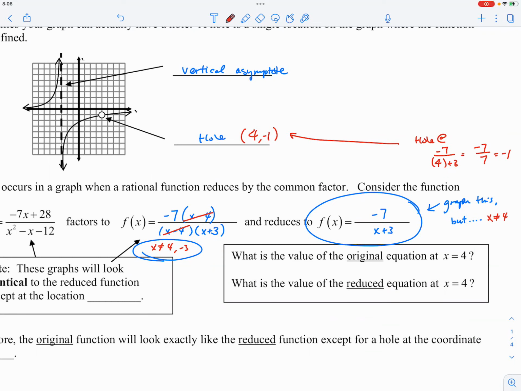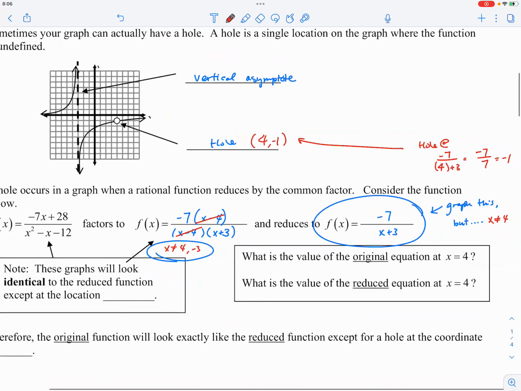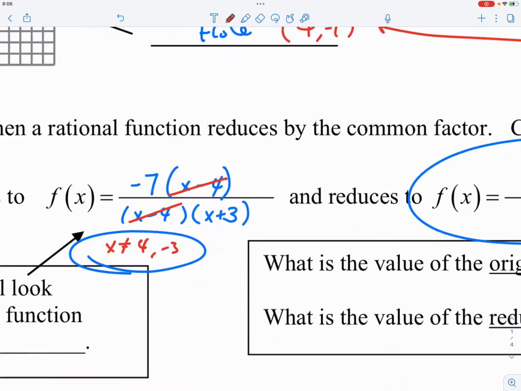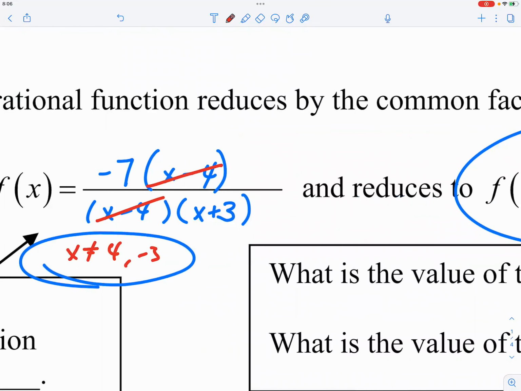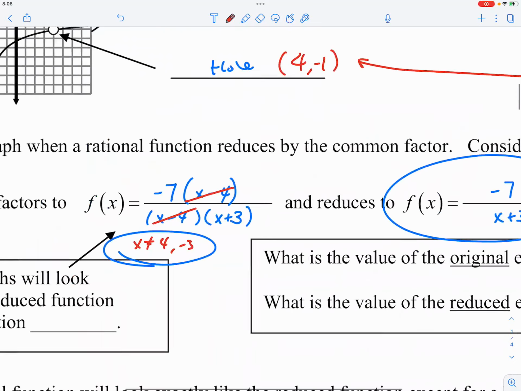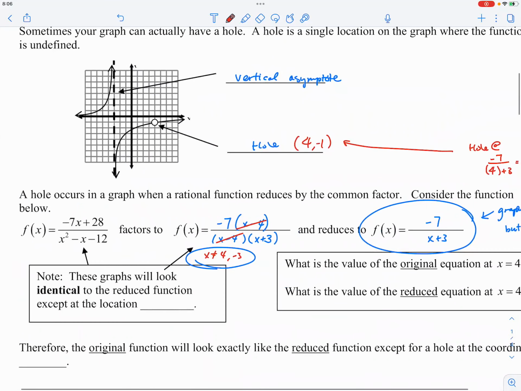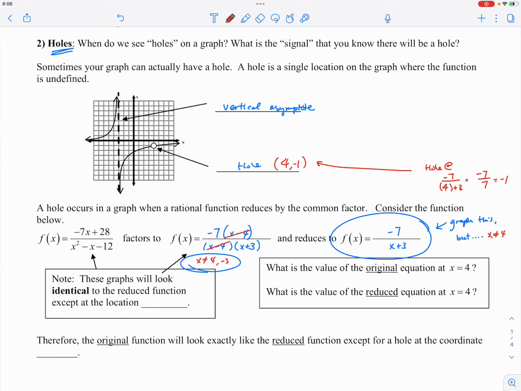So the concept is very simple. We have restrictions, and then somehow the factors got canceled out, but we shouldn't ignore the fact that x still cannot be 4. So that's why we have a hole, okay? Whenever we cancel something out, that's when we will see a hole.